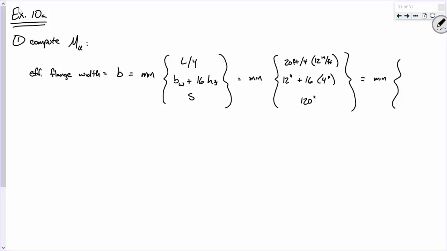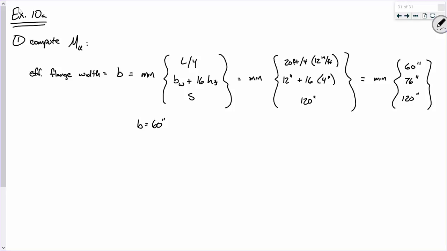120. All right. So the minimum of 20 divided by 4 is 5. 5 times 12 is 60 inches. 12 plus 16 times 4. 16 times 4 is 64. Plus 12 is 76. I cannot believe I did that in my head. And then 120. Wow. It really is Monday, isn't it? So the minimum, so 60 inches.